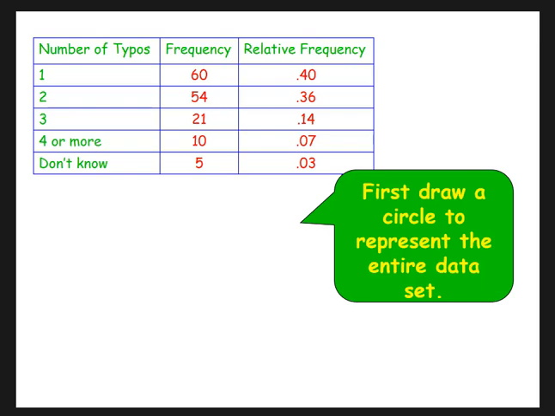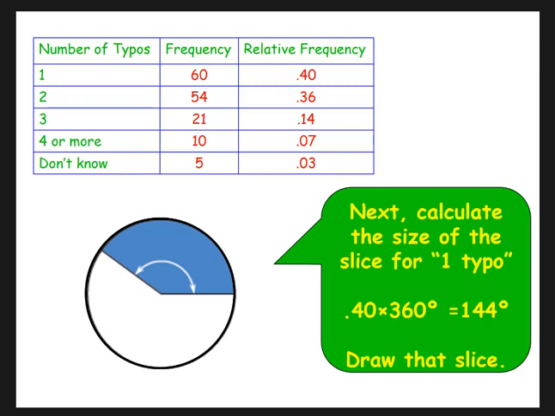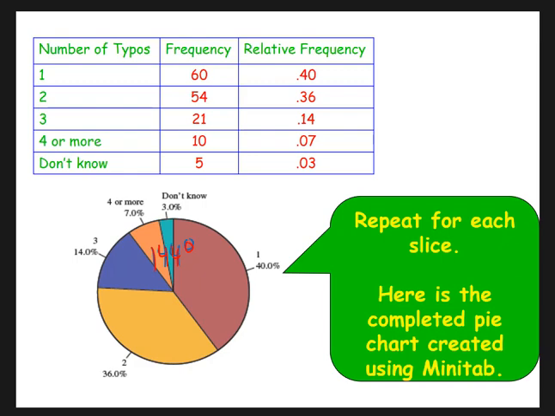So we've got those relative frequencies. We draw a full circle, and then our first slice, 40%. 0.4 times 360 is 144 degrees. So if you were using a protractor, you would measure out 144 degrees there. And then putting in the rest of them.